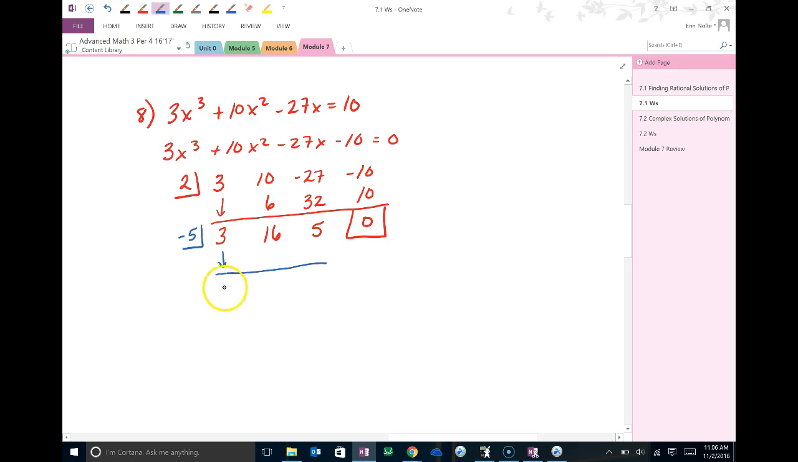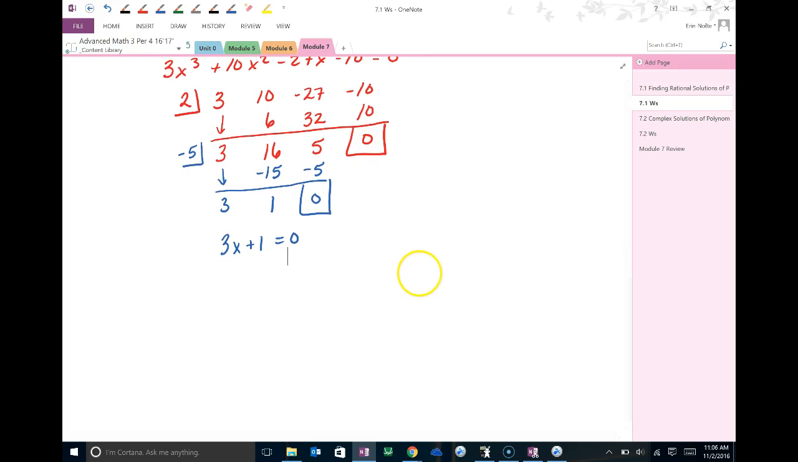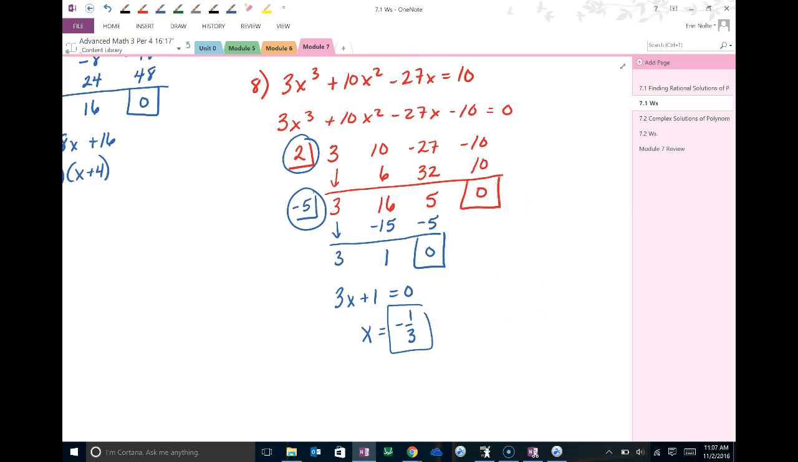Okay, so I drop the 3. What's 3 times negative 5? Negative 15. 16 plus negative 15? 1 times negative 5? Remainder? Nice. So what is the last piece I have here? What's my polynomial here? My linear. Good. 3x plus 1. If I set that equal to 0, I will find my third solution. What's my third solution? Negative 1/3. So I found solutions of negative 1/3, negative 5, and 2 for question number 8.